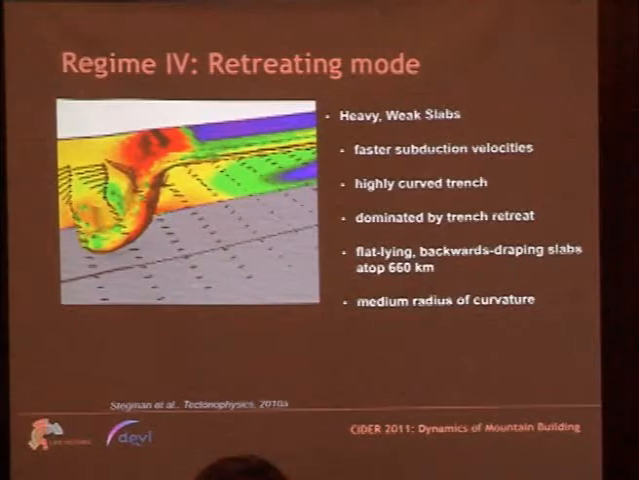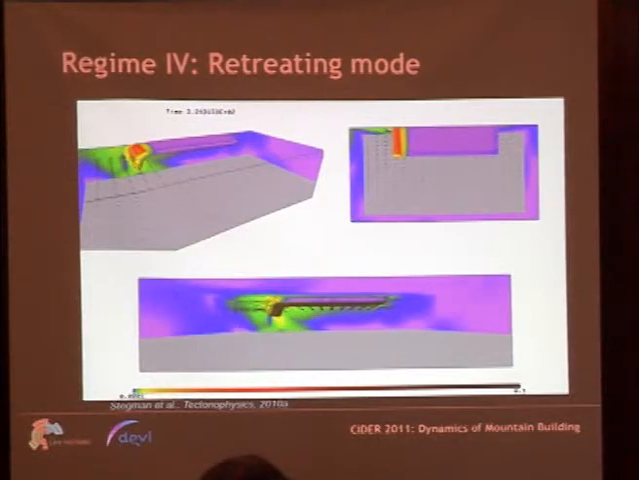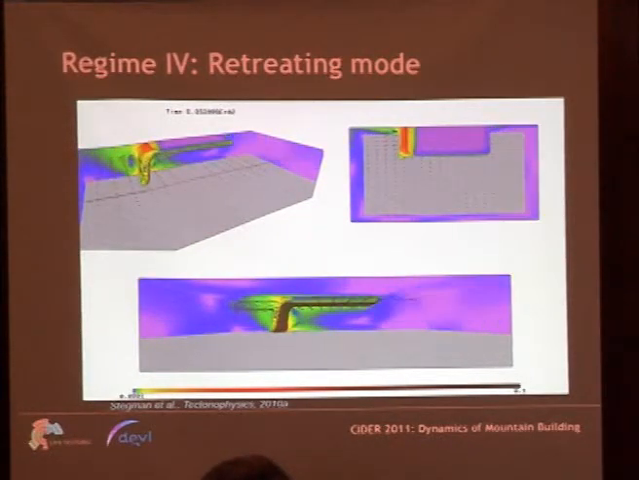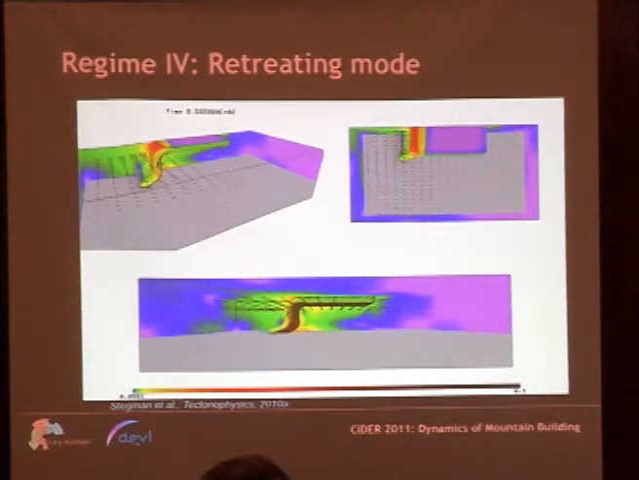Okay, finally, something that looks more Earth-like because it develops some curvature. And so this is the retreating mode. We get fast subduction velocities. Trenches are curved. It's dominated by trench retreat. And these create these flat-lying, backwards draping slabs. And so this would be kind of your basic small Mediterranean type slab.